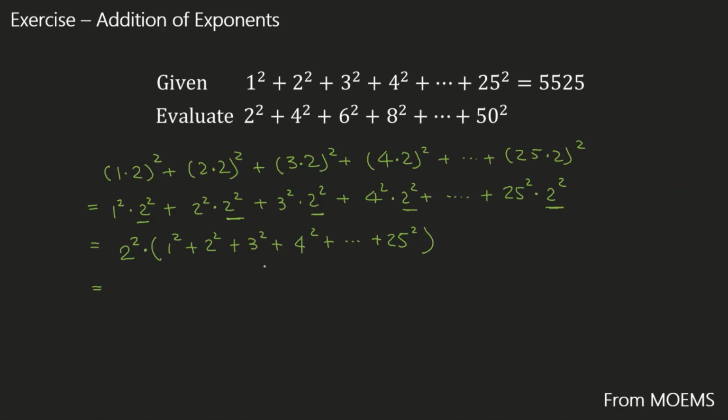Okay? So now you probably already start noticing something. 2 to the power of 2 is 4, multiplied by this entire expression inside the parentheses, which is essentially the same as what's given to us, and that evaluates to 5525. So this is multiplied by 5,525. If you work out your multiplication vertically, 4 times this number is essentially equal to 22,100. And that is the final answer.